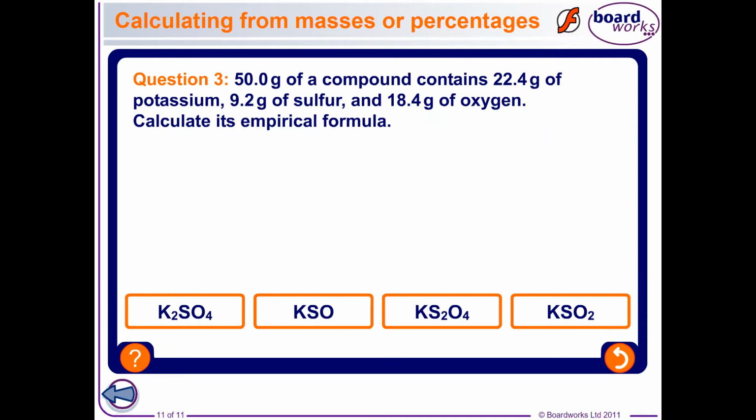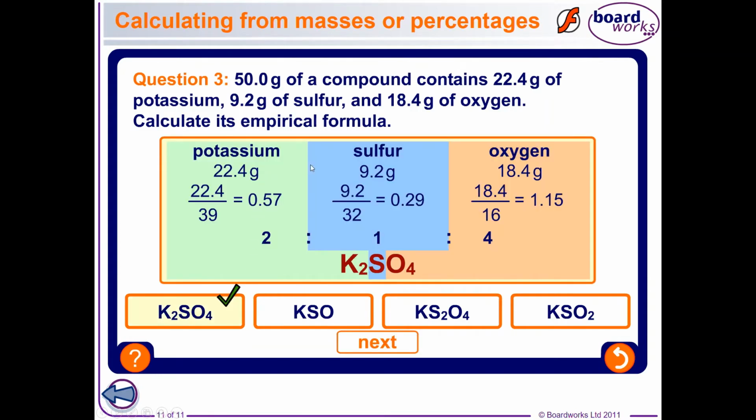So let's go through the solution to this. You should have worked out that the empirical formula should be K2SO4, which is potassium sulfate. Again, I put the masses underneath the elements. I divided through by the relative atomic mass from the periodic table, and this gave me 0.57, 0.29, 1.15. If I divide everything through by 0.29, I would get 1, 2 and 4. So there are 2 potassiums for every 1 sulfur for every 4 oxygens. Empirical formula K2SO4.